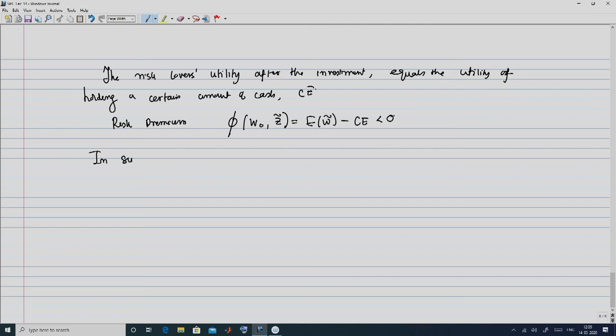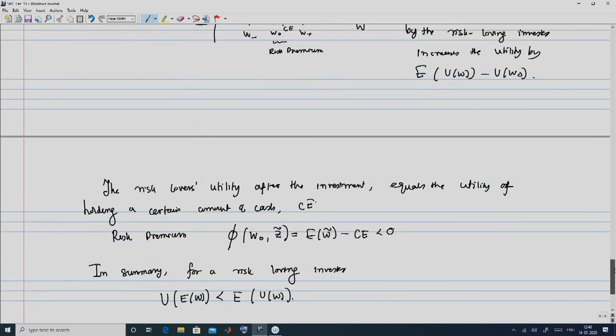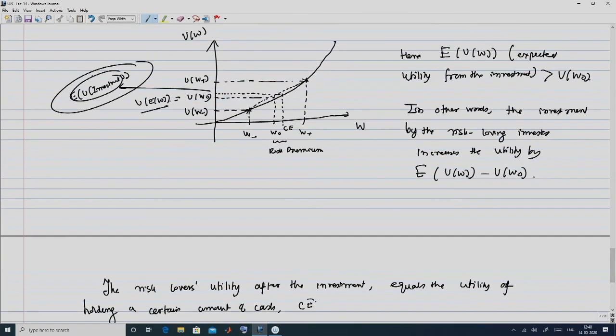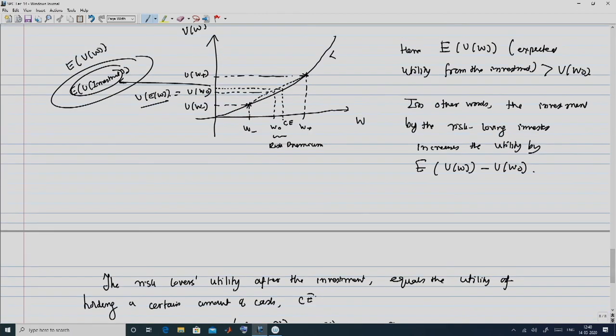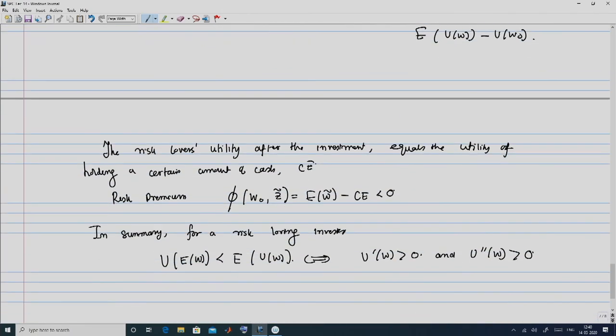So, in summary, for a risk loving investor, U of E of W is less than the expected utility of W, right. So, this is less than expected utility of W. And this implies that U prime of W is greater than 0, which is always the case, but in this case I will have U double prime of W greater than 0, because this is a convex function, right. So, this is a convex function.